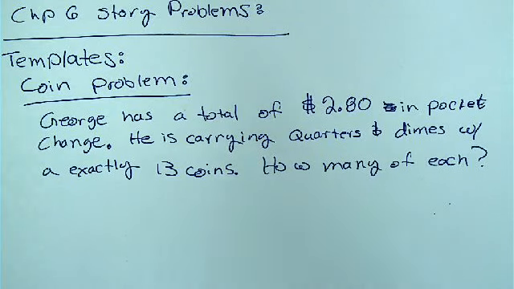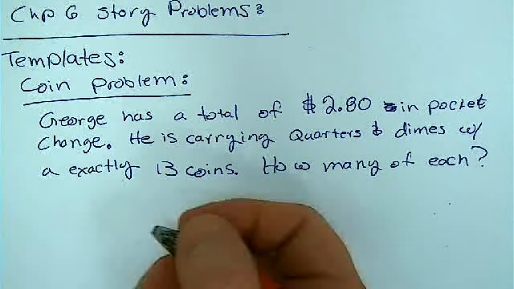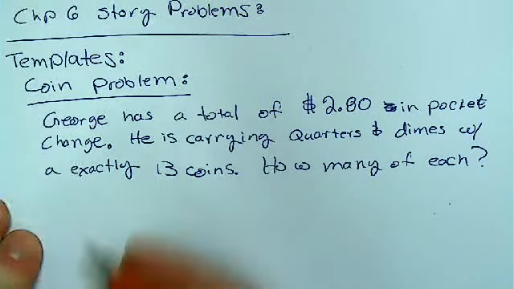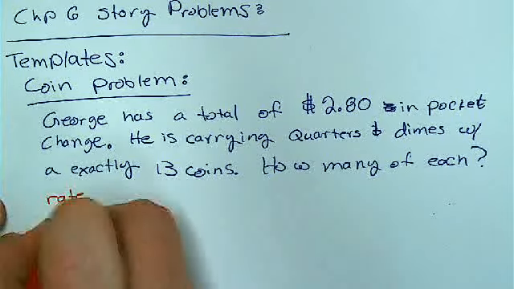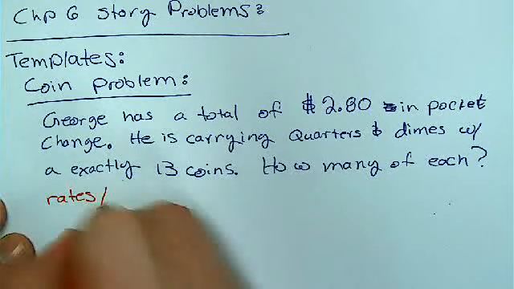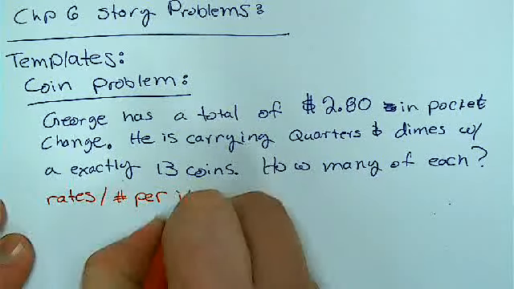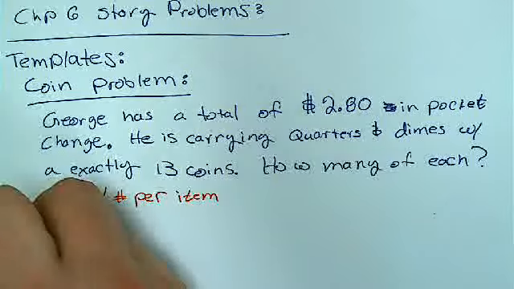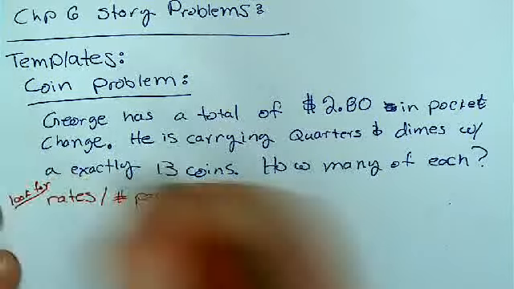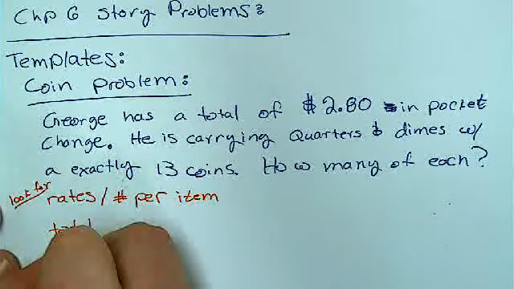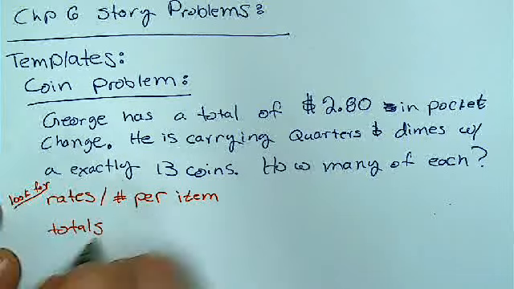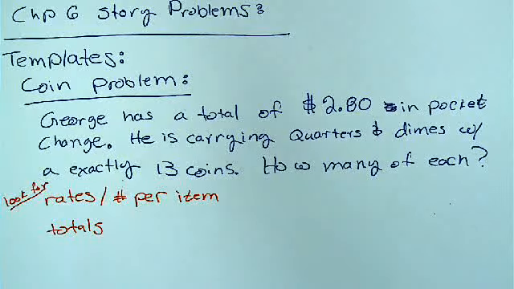A big part of the strategy that makes this easier is if you can find a way to look for things like rates or a number per item. So these are things to look for. And you also want to look for totals, because totals, as a general rule, are easiest to put together.